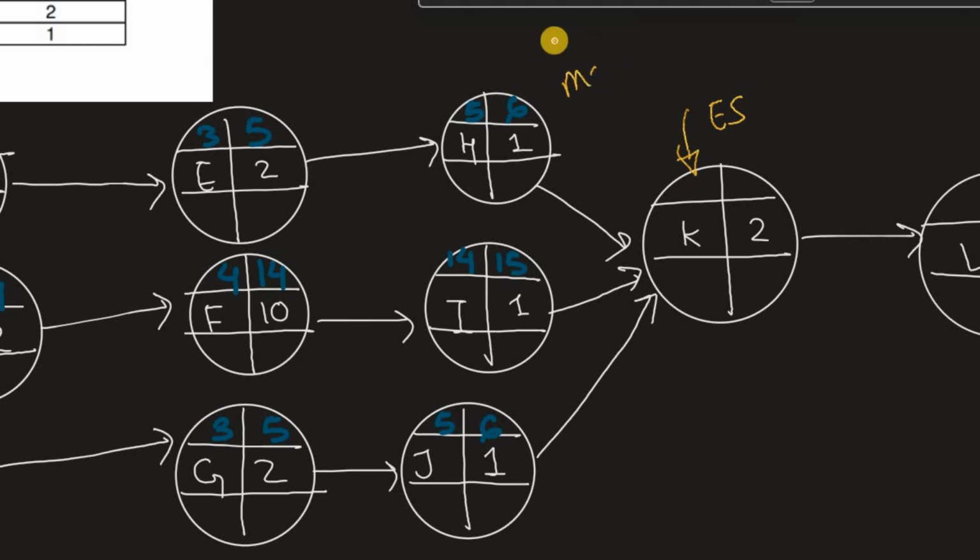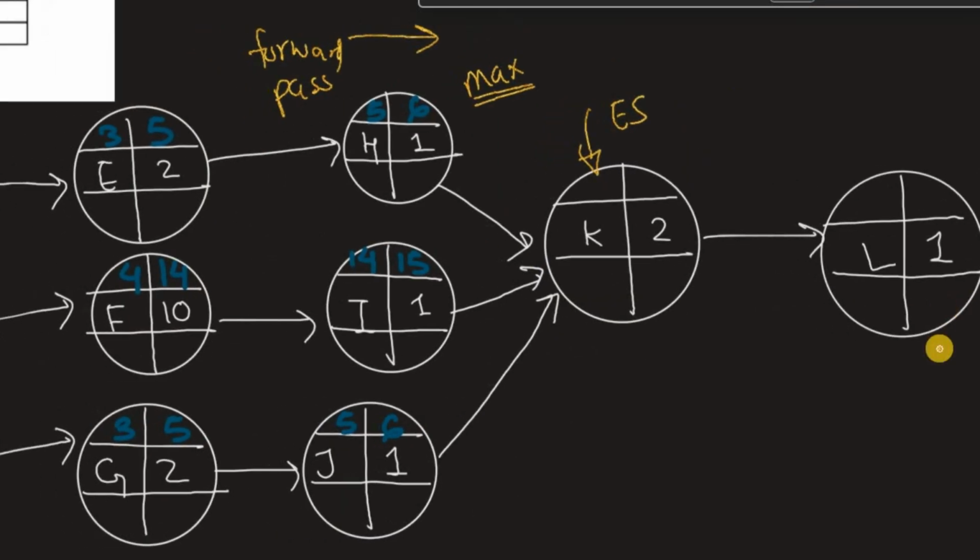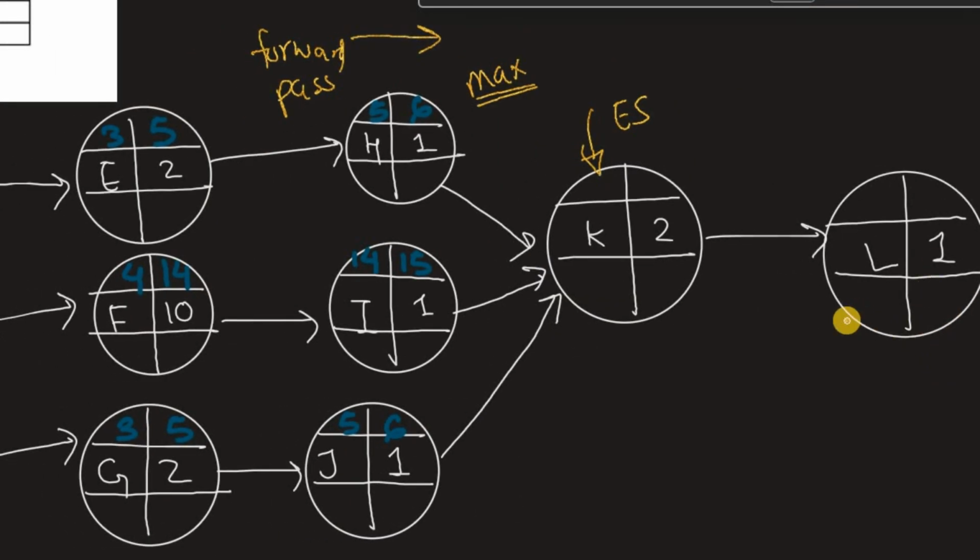Because here you're going in this direction, this is known as the forward pass. So every time you're going in the forward pass, you're going to take the maximum values. But when we are finding the latest finish and the latest start, we would go in this direction, right? That would be a backward pass, and in that case we will look at the minimum. I will show you later that we will choose the minimum, but for the forward pass you need to make sure that you're taking the maximum.